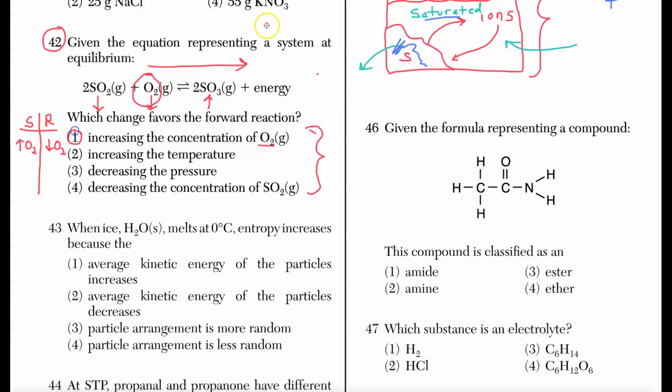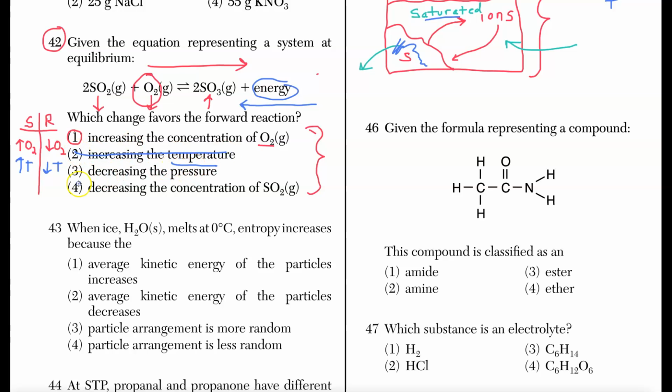But let's go through the other choices to see if it makes sense to you, trying to teach this to you. Increasing the temperature. Notice where the energy is. So if I increase the temperature, the reaction is going to shift to lower the temperature. The only way to lower the temperature is to use up the energy, which means we need to shift in the reverse to use up the energy. They wanted to go forward more, so that would not be an answer.